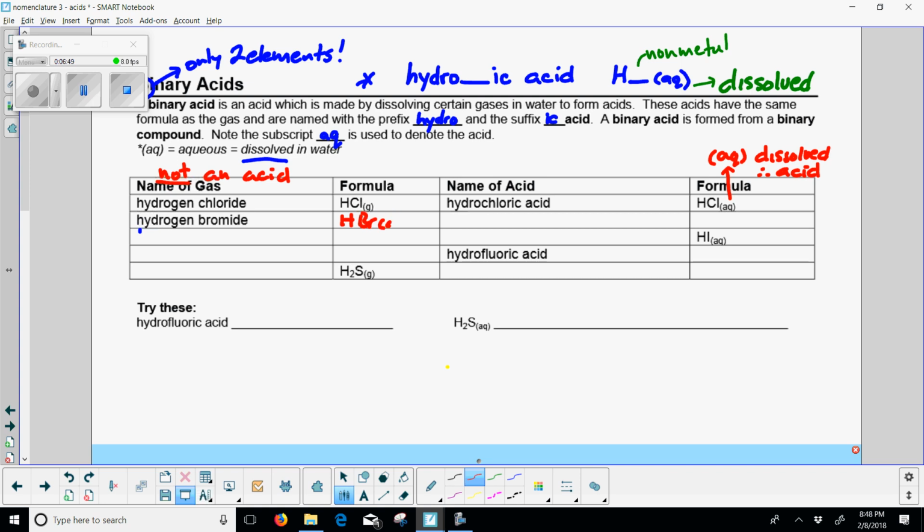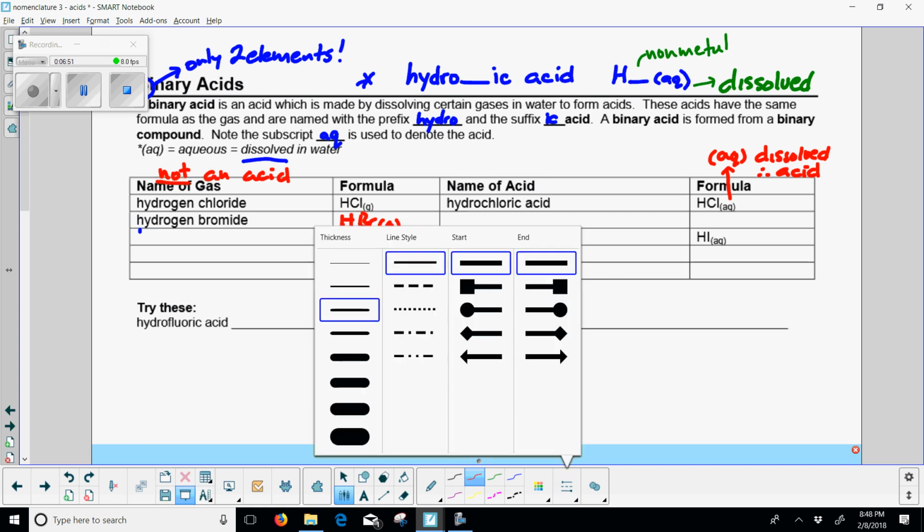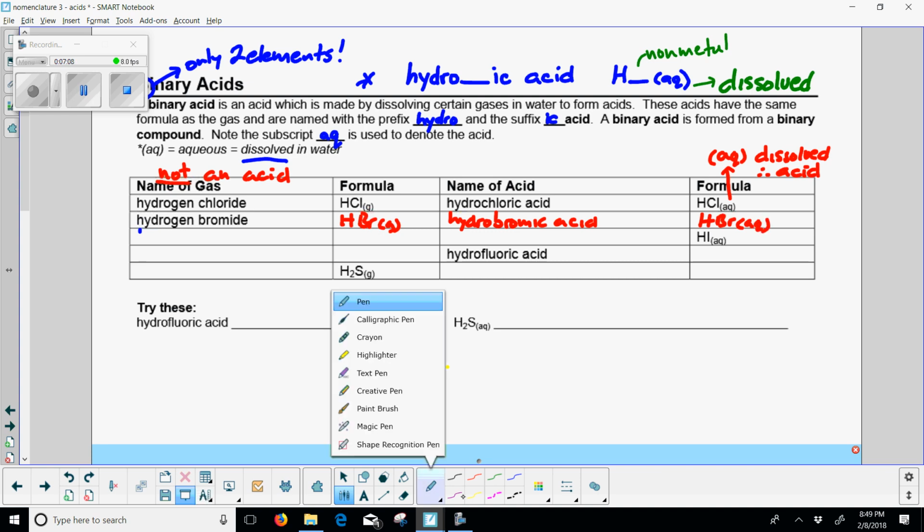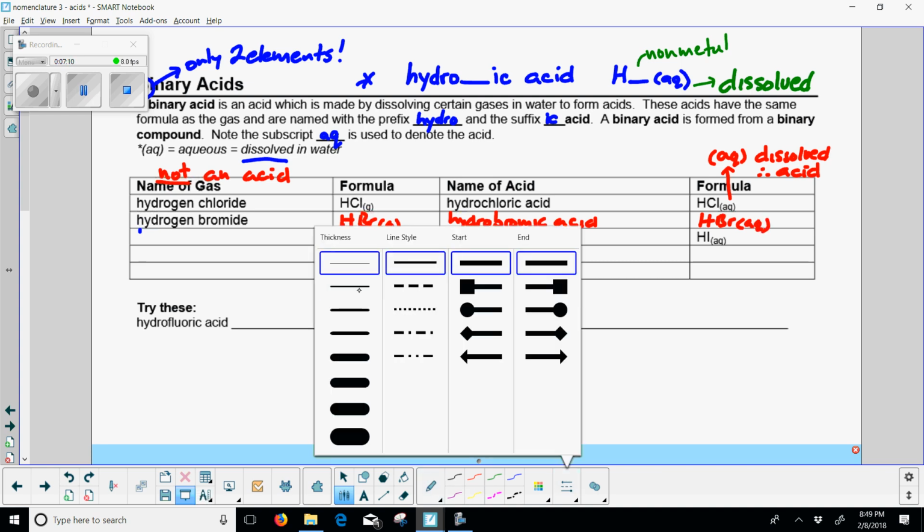It's a gas. And when this dissolves, it's going to give hydrobromic acid. And the formula is the same formula. The only difference is you're going to have the AQ at the end. So very important that you have the AQ there. Let me just change that.